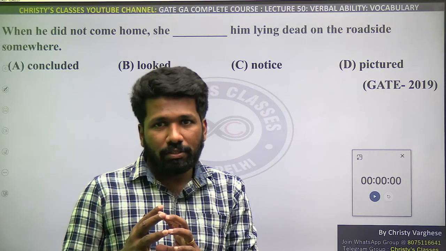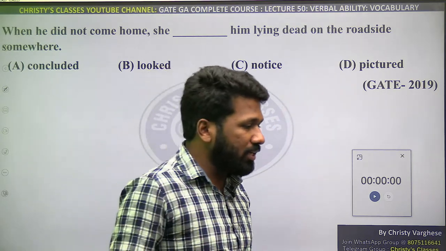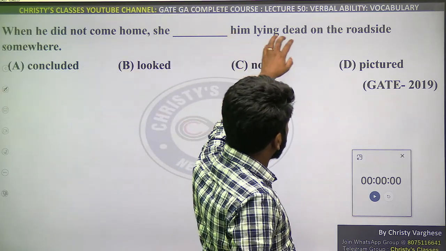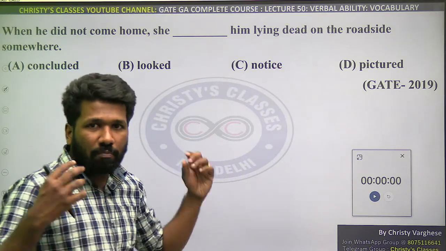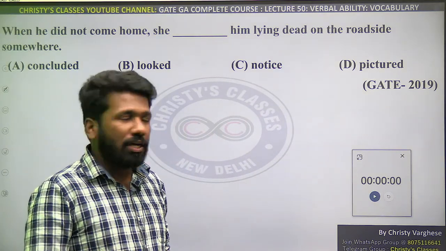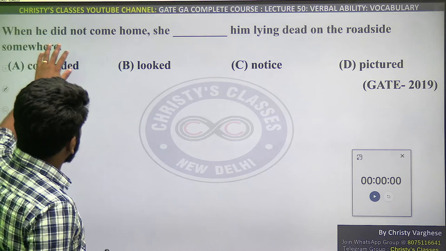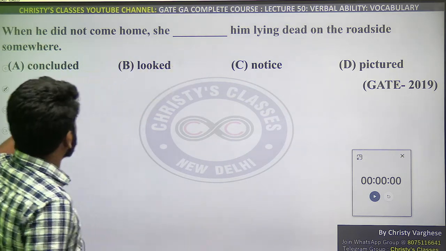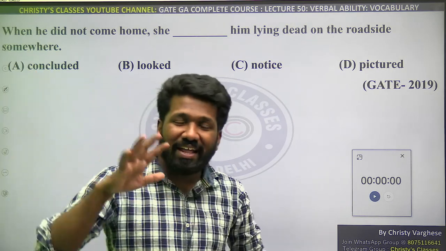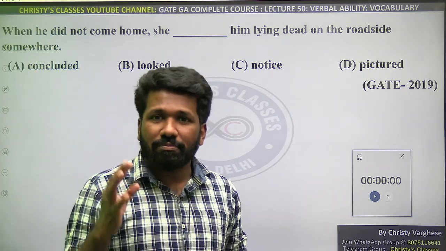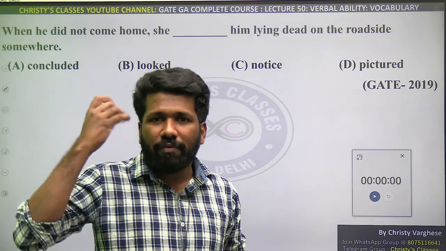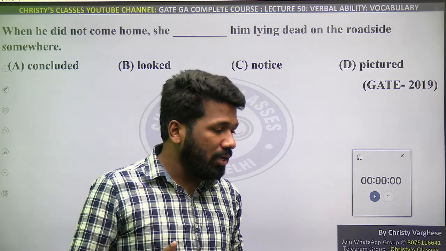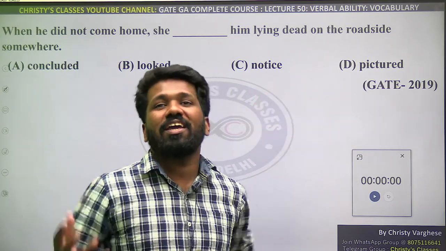Are you getting the point? So, that is what the sentence is trying to say. Something bad means she thought he is lying dead on the roadside. Maybe a dream or maybe just a random thought. So he did not come home, and she dashed him lying dead. Can she conclude that? No, that is just a thought that comes. That means she doesn't have any evidence for that. She was just maybe overthinking.